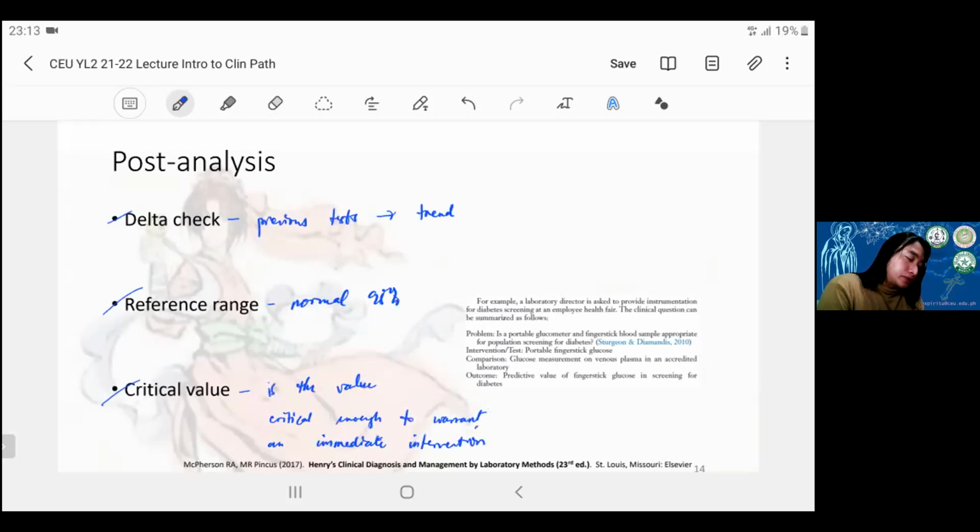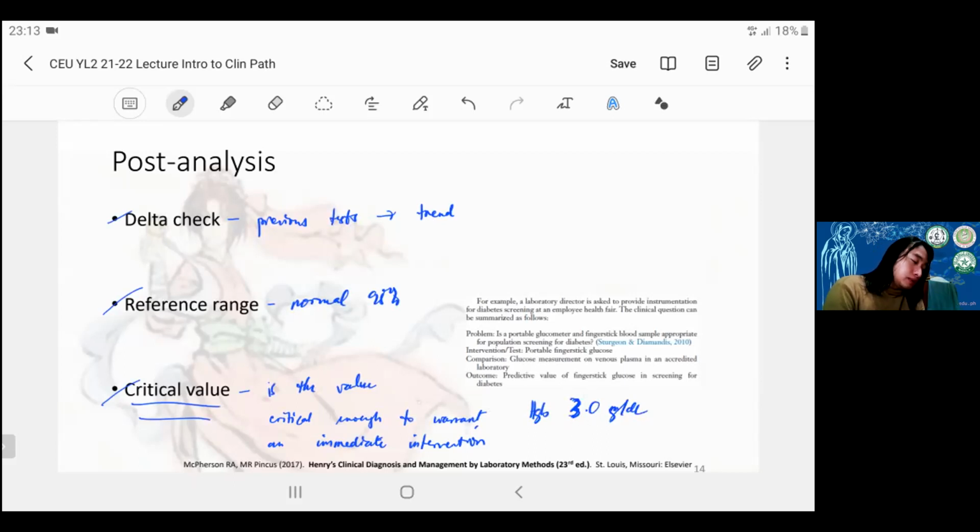So when we encounter critical values in pathology, we immediately call the attending physician. So for example, you have a patient that has a hemoglobin level of 3 grams per deciliter. So we immediately call the attending physician that this hemoglobin value is critical and we need to give transfusion immediately. Otherwise, the patient would have an irreversible injury, or worse, the patient may die from the very low hemoglobin value.